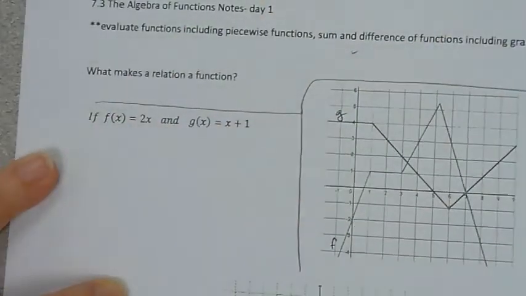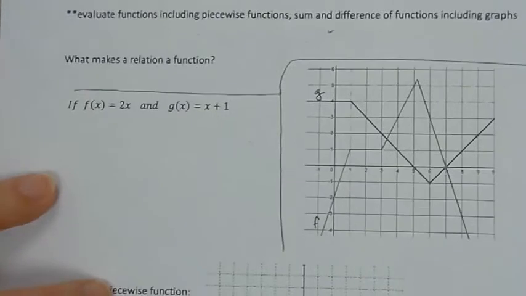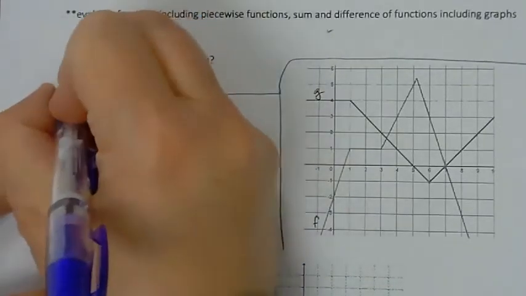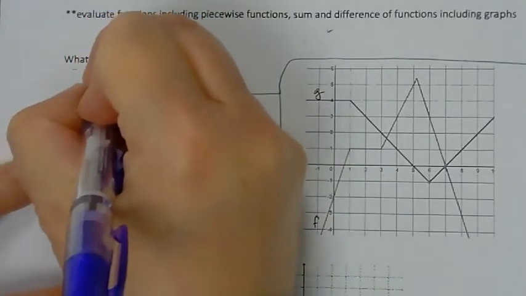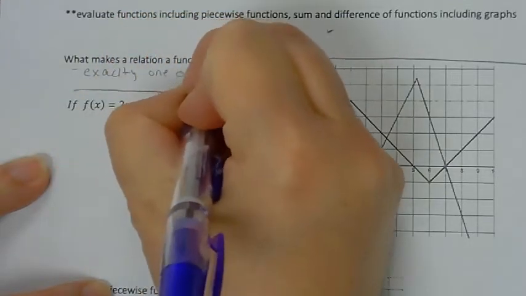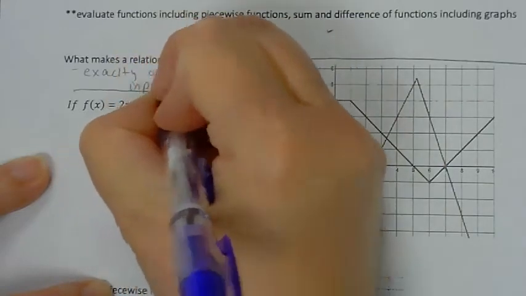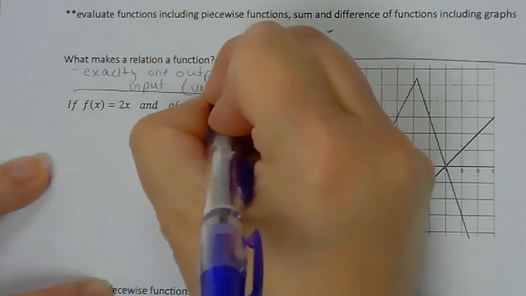Something like that. So let's start off with what makes a relation a function. A relation is a function if it has exactly one output per input. It also passes the vertical line test.